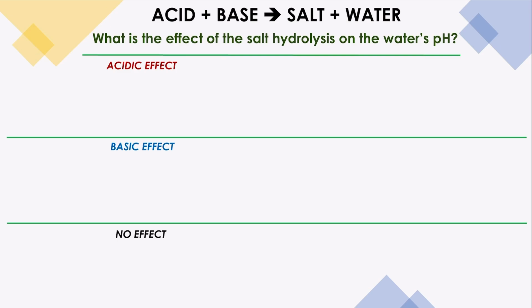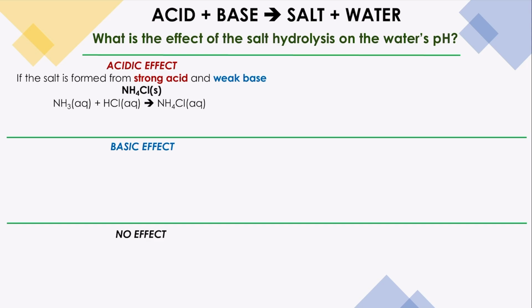What's the acidic effect, or how the salt could make the solution acidic? If the salt is formed from strong acid and weak base, it has an acidic effect on the solution. Let's check an example. We have here NH4Cl.